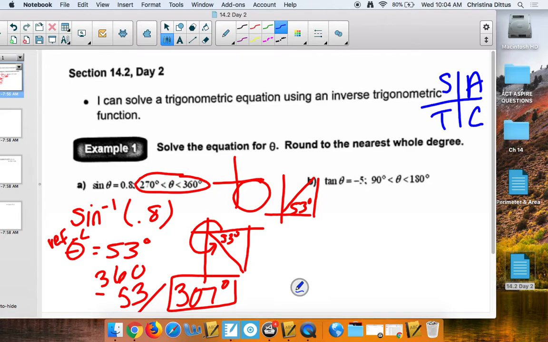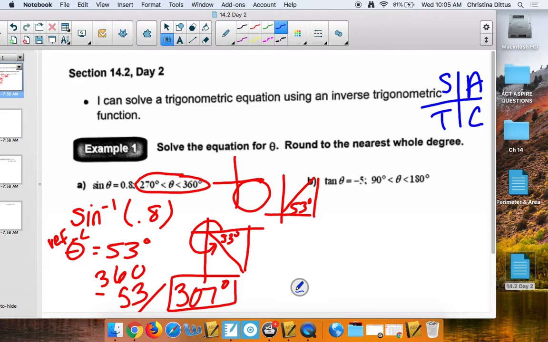Some people call it "All Students Take Calc." I think that's all I've heard. I don't know if you want to come up with a different acronym. It's appropriate. That's fine. That is going to help us determine where I want my angle to be. We know that no matter what, our angle always has to be at the origin with our x-axis. But this is going to help us determine what quadrant we want to be in, based on if my value is positive or negative.